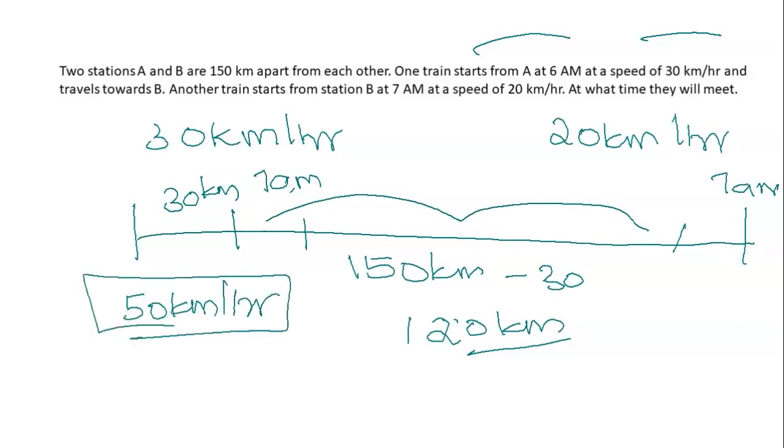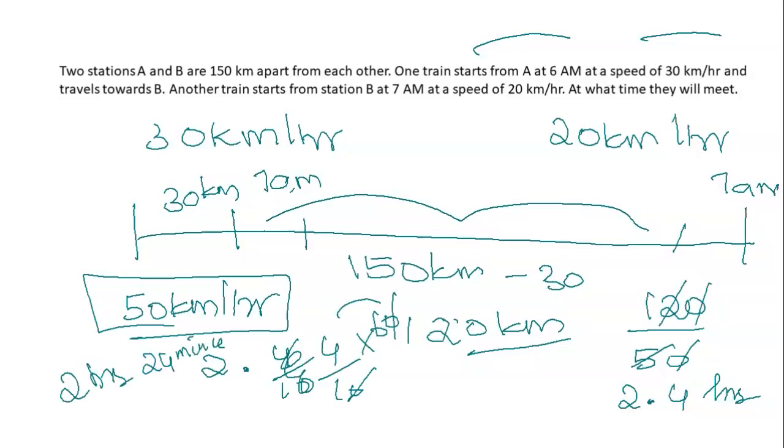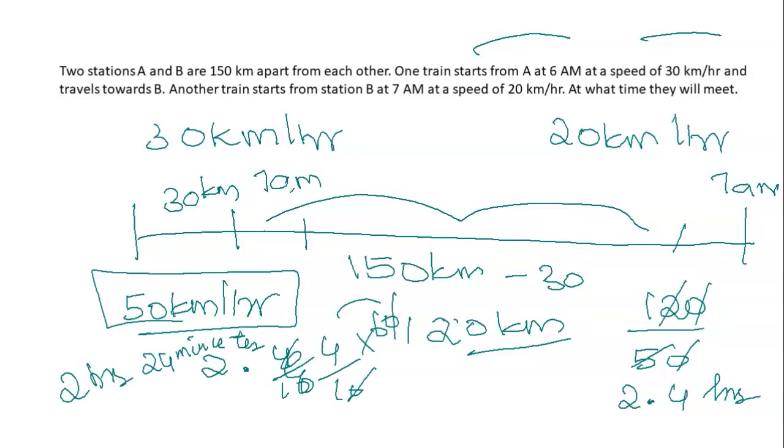So how much time does it take to cover 120 kilometers? 120 divided by 50, which is nothing but 2.4 hours. 2.4 hours means 2 hours and 4 by 10 of 60 minutes, which is nothing but 2 hours and 24 minutes. From 7 o'clock, 2 hours and 24 minutes, which means your answer is 9:24 a.m.